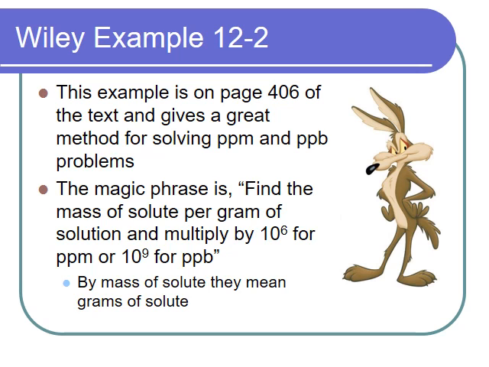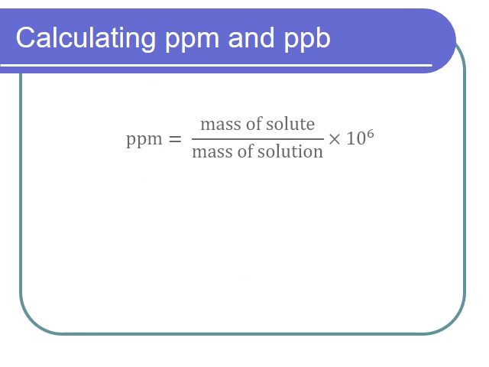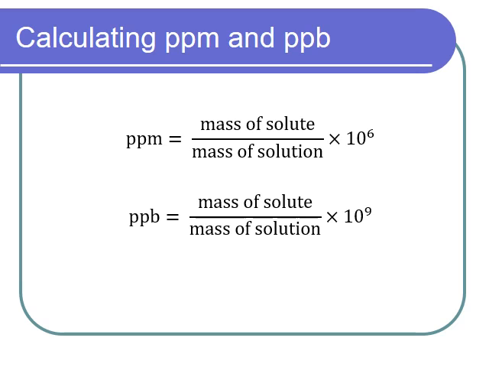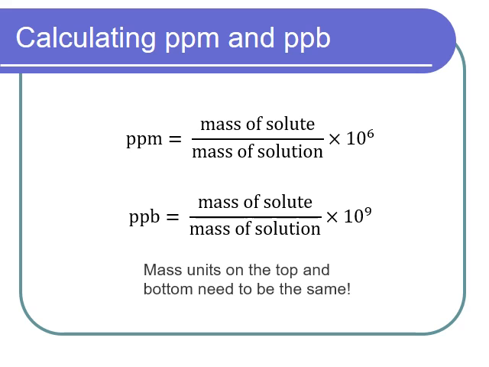Here are those formulas. Parts per million equals mass of solute over mass of solution, times 10 to the 6th. Parts per billion equals mass of the solute divided by mass of solution, times 10 to the 9th. Now, the mass on the top and the bottom have to have the same units. It can be grams over grams, kilograms over kilograms, milligrams over milligrams, but make sure they are the same for this to work.